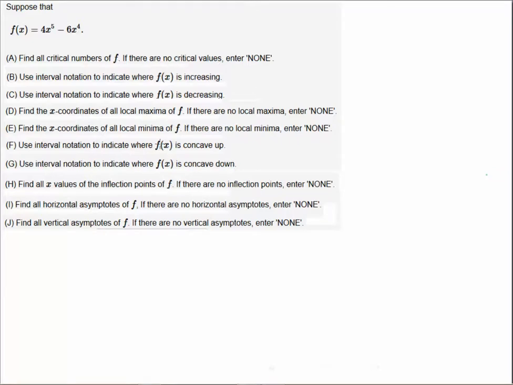Hello students. In this problem we're going to use the power of the first and second derivative to perform some analysis on this polynomial function. We're going to determine some critical numbers. We're going to look for intervals of increase and decrease. We're going to find where we have local maxima and minima. And then we're going to determine where the inflection points are and where the function is concave up and concave down. And then the last two questions we're going to answer here have to do with asymptotes.